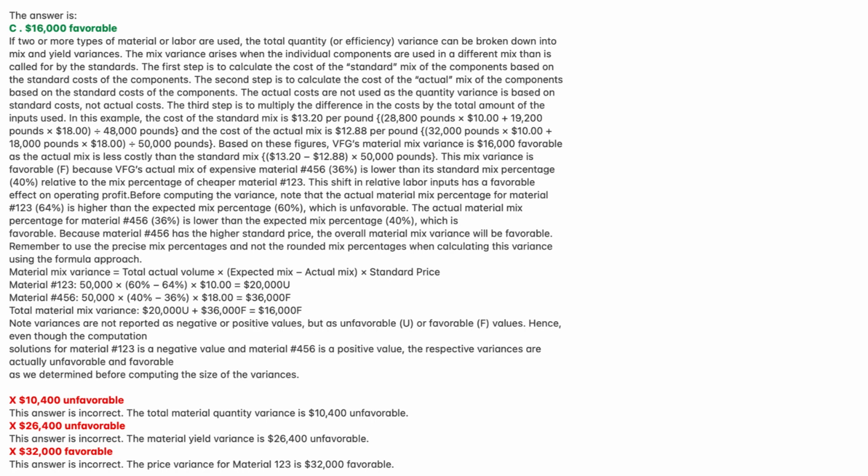$16,000 F. Note variances are not reported as negative or positive values, but as unfavorable, U, or favorable, F, values. Hence, even though the computation solutions for material number 123 is a negative value and material number 456 is a positive value, the respective variances are actually unfavorable and favorable, as we determined before computing the size of the variances.